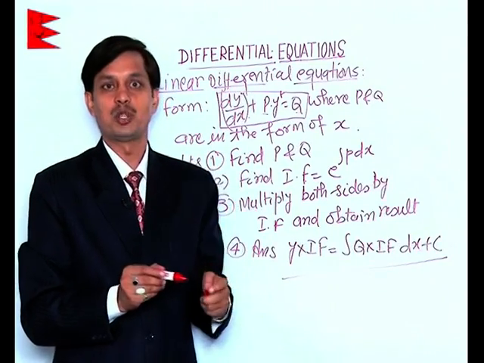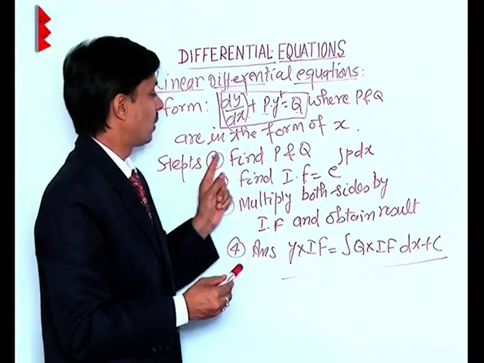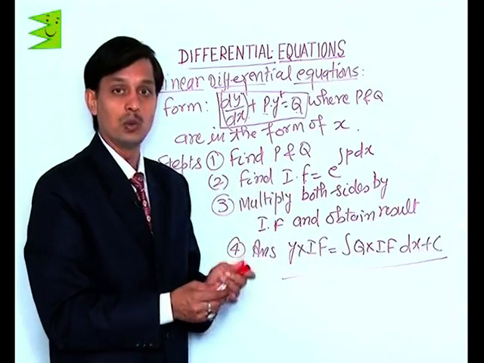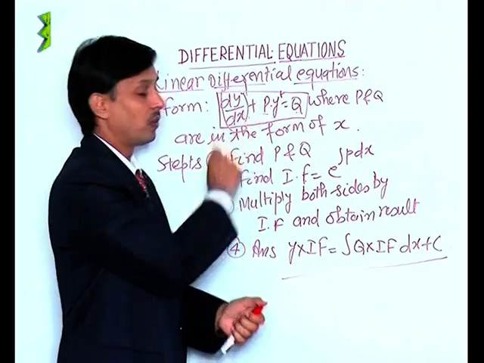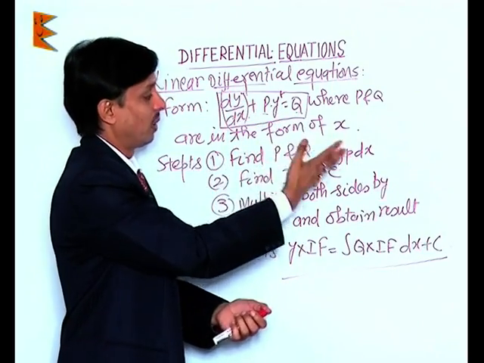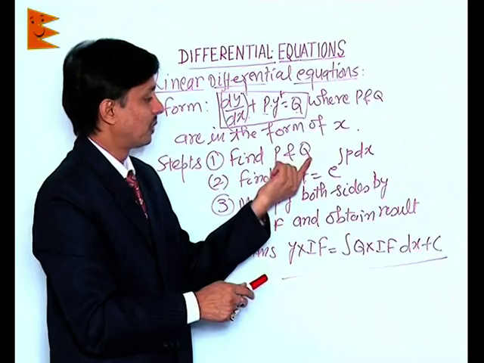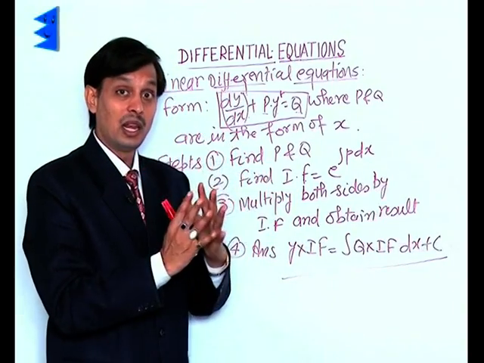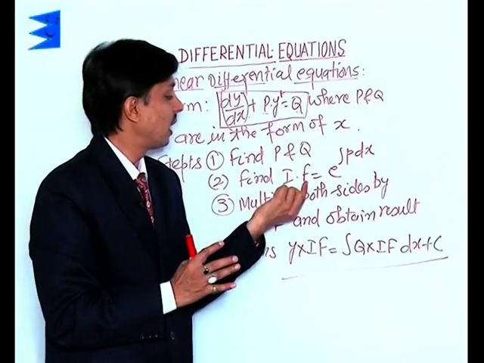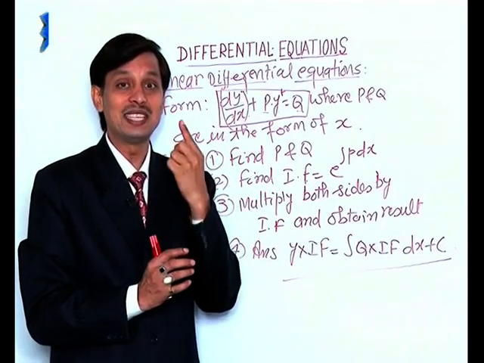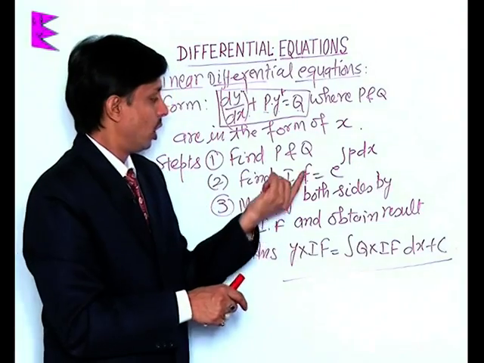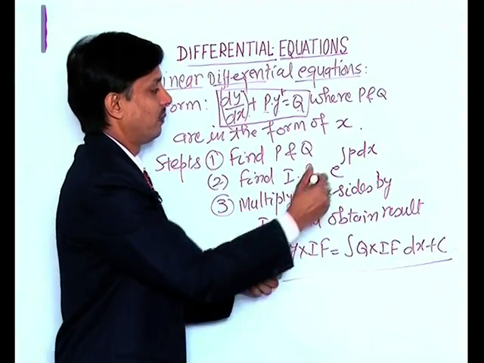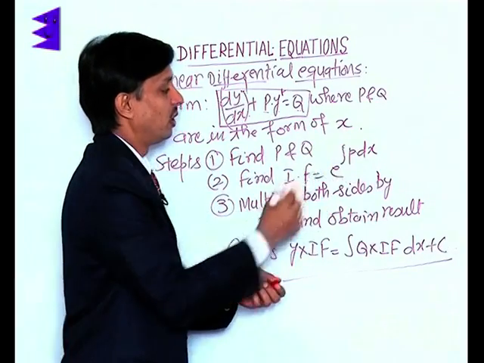It has some specific approach. That is what we first need to do: identify and diagnose p and q. What is p? The coefficient of y. What is q? Whatever is written on the RHS. After obtaining the values of p and q, we will calculate the IF, which is known as the integrating factor. To calculate the integrating factor, the rule is e to the power integration of p into dx.